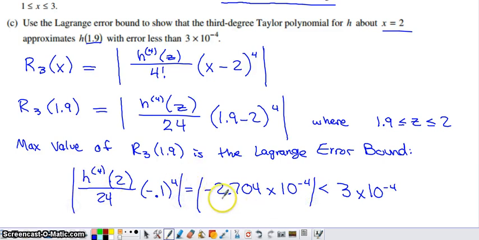What you end up with, if you take the absolute value of this quantity, is positive 2.704 times 10 to the negative 4th. Well, in scientific notation, this value is going to be less than 3 times 10 to the negative 4th. Therefore, we've established that our Lagrange error bound proves that our estimate from part B is accurate to within this amount.